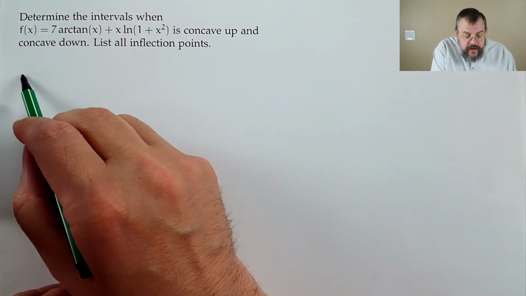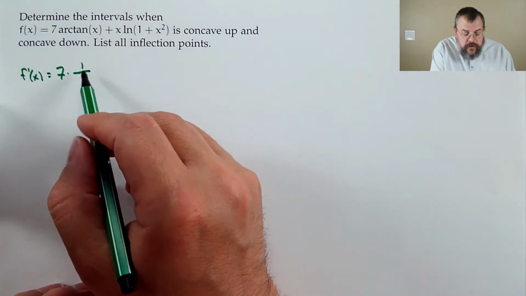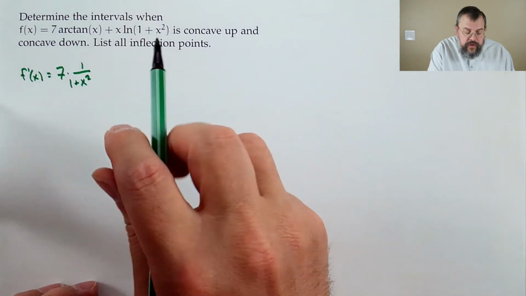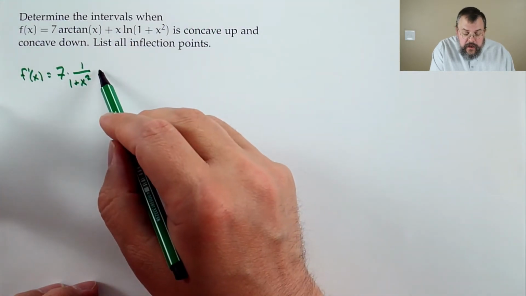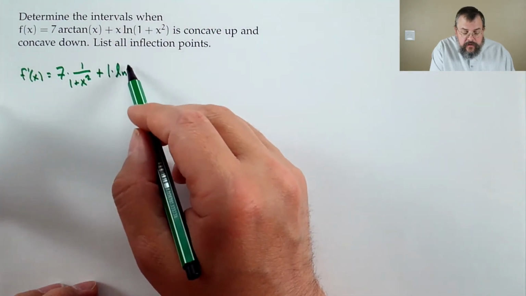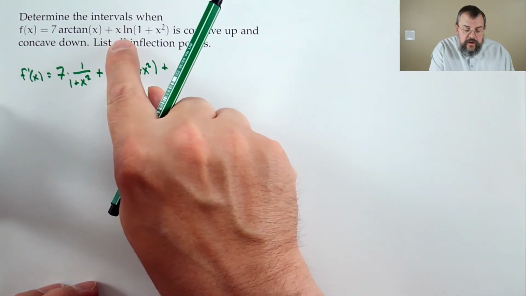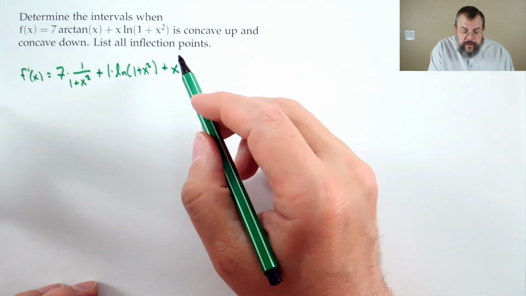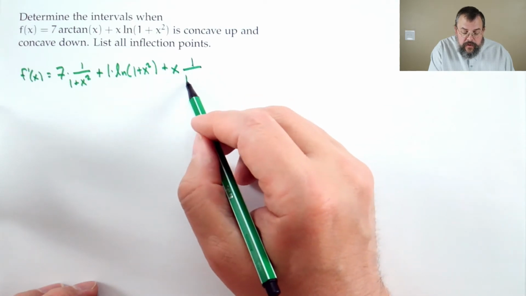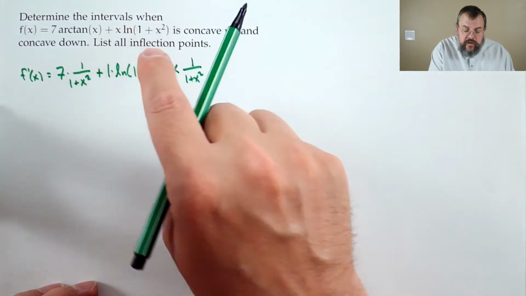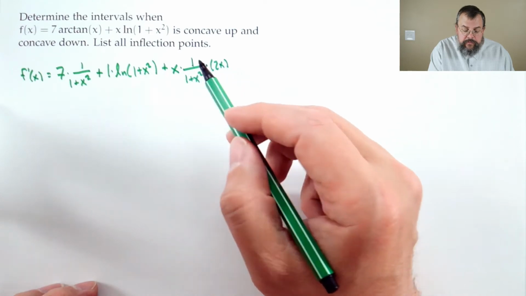So we begin. f prime of x. Well, derivative of arctangent, that's not so bad. 1 over 1 plus x squared. Now here, we have to do a product rule. So the derivative of the first would be 1 times the second, the natural log of 1 plus x squared, plus, then I have here the first, x, times the derivative of the second. Well, that would be 1 over 1 plus x squared, because we're taking the derivative of log, so it's 1 over the inside, times, by the chain rule, the derivative of the inside, which is 2x.